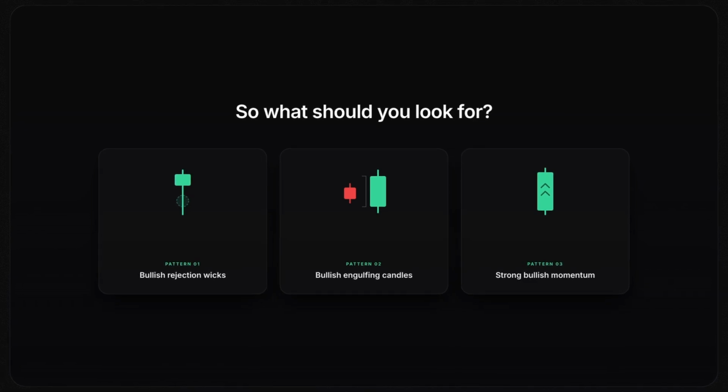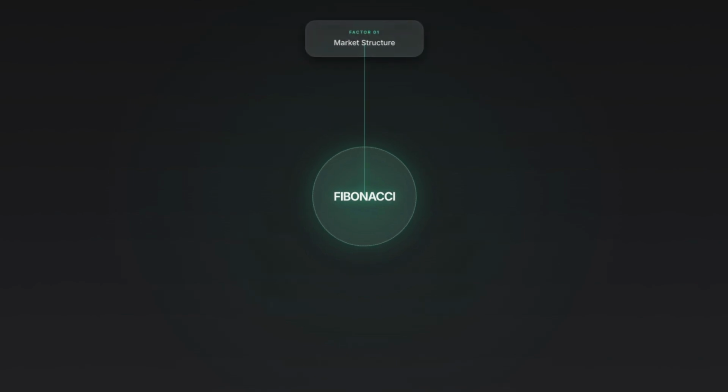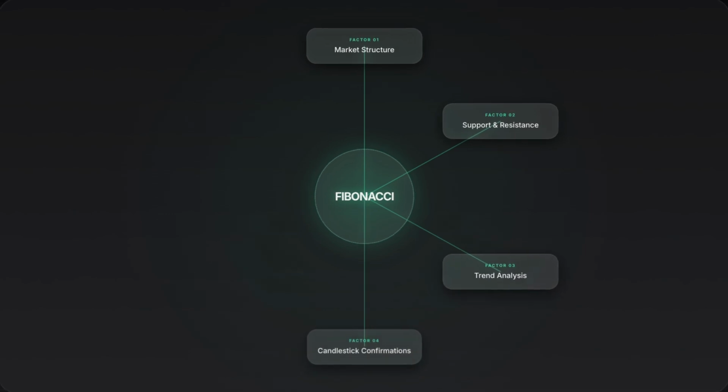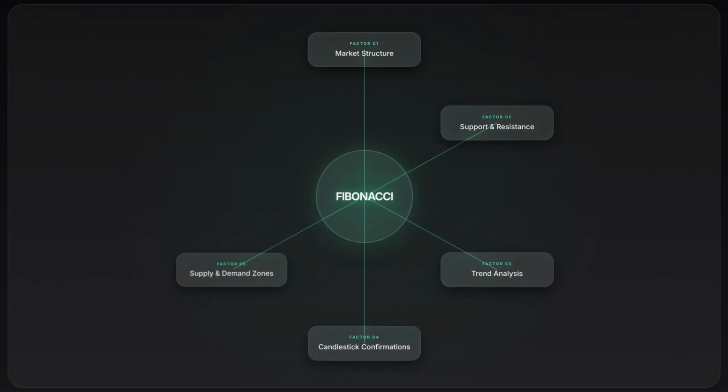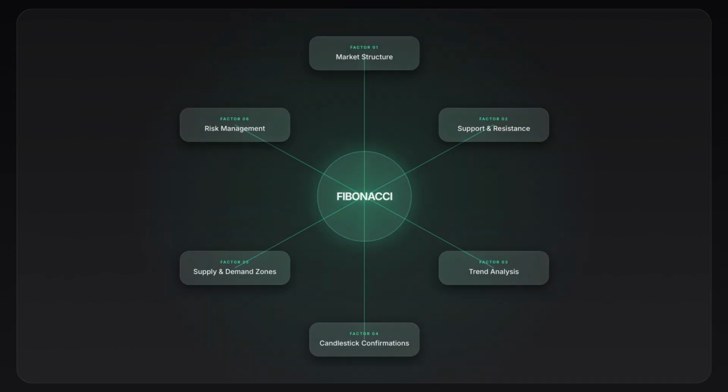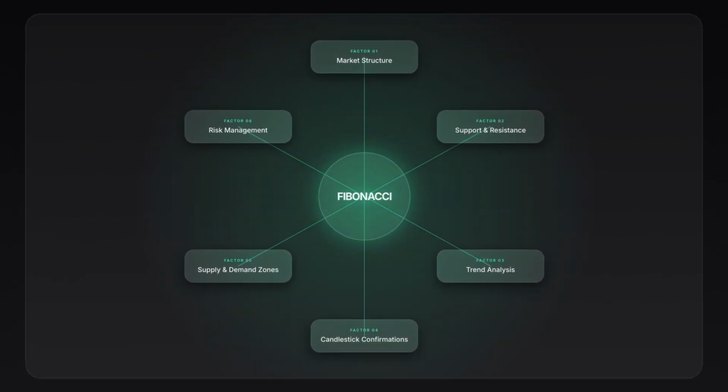Now let's go through the biggest mistakes traders make. The Fibonacci should never be used by itself. The best results usually come when Fibonacci is combined with other factors, such as market structure, support and resistance, trend analysis, candlestick formations, supply and demand zones, risk management rules. The more reasons you have for a trade, the stronger the setup becomes.